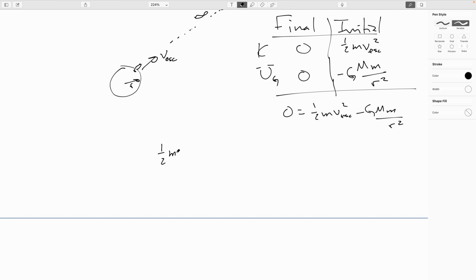So 1/2 m v escape squared equals G M m over r squared. Oops, big M, little m. Mass of the planet is big M. Mass of the rocket is little m. The mass of the rocket doesn't matter. And we get that the escape velocity is the square root of 2GM over r. If you put in the numbers for Earth, it's a bit over 11 kilometers per second, which is a lot.